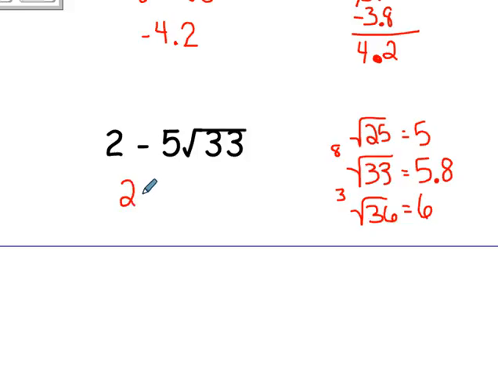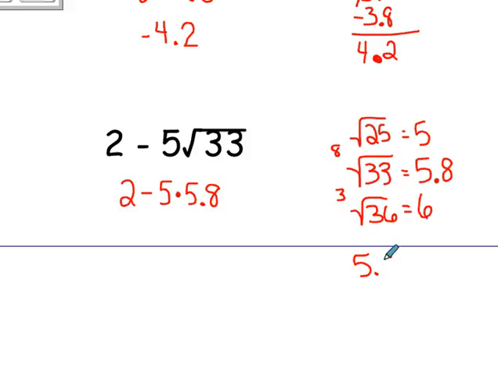Now we'll go ahead and put that into our expression. So we simplify that a little bit. This is 5 times the square root of 33. Remember, if you ever don't see an operation symbol, it means multiplication. So this is actually 5 times, and our estimate is 5.8. So the first thing we want to do here is multiplication. Remember your order of operations. I have subtraction and I have multiplication. So multiplication is going to come first.